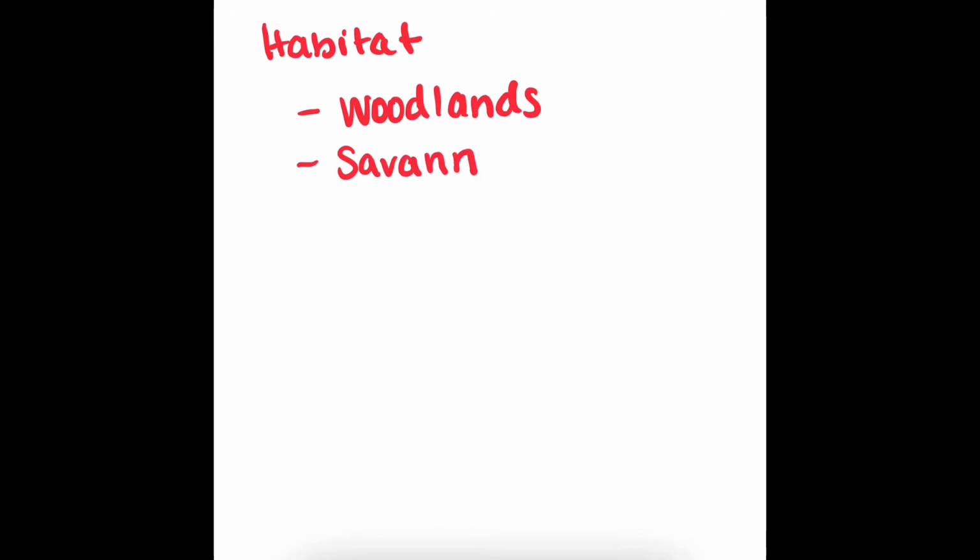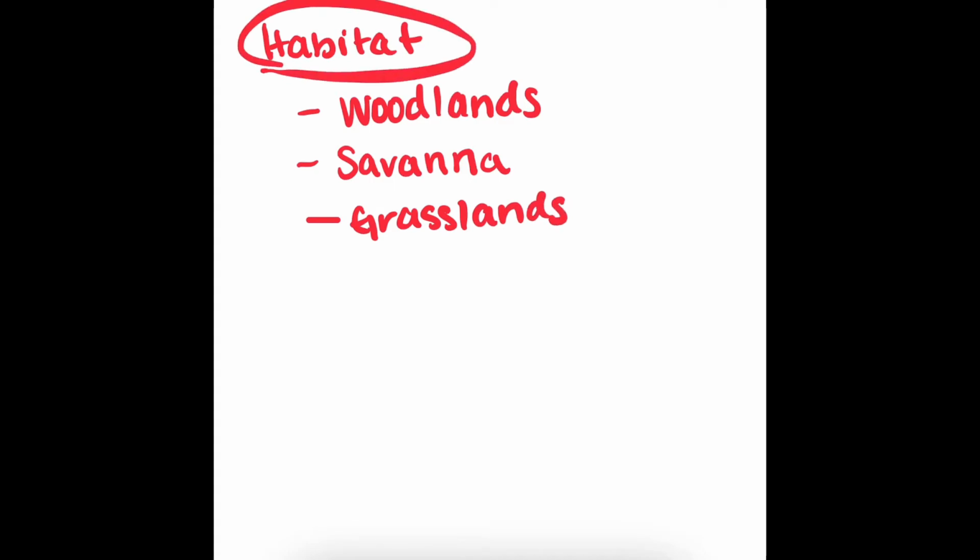Okay, so now we're going to be concentrating on the habitat. The habitat in which giraffes tend to be found is recognized as dry areas or dry places. Some examples include woodlands, savanna, and even grasslands. Woodlands have trees with a good amount of sunlight. Grasslands are dominated by grass because that's what the majority of the vegetation is, and the savanna has trees with a lot of spread-out space.